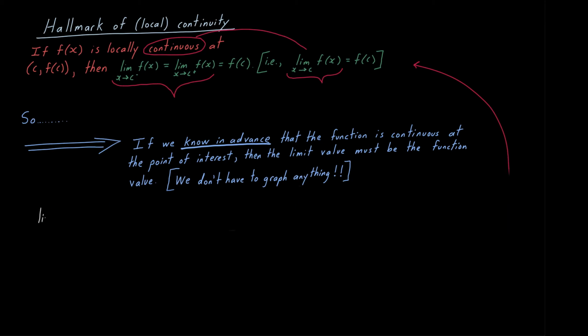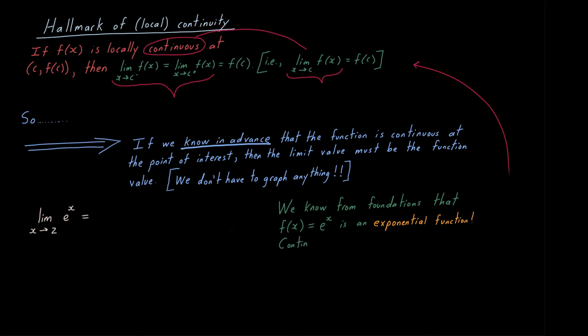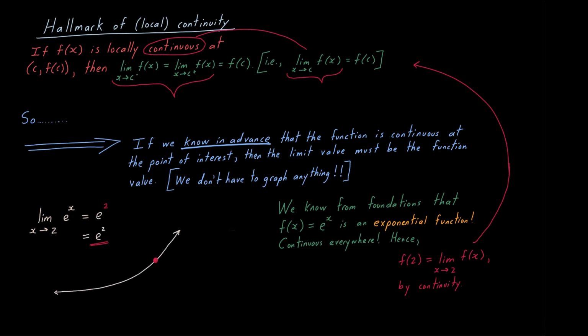Same story for stuff like this: e to the x, 2 to the x, 100 to the x, etc. We know from foundations that these are exponential functions, and that therefore these are continuous everywhere. So the overall limit value exists everywhere and equals the function value everywhere, which a visual serves to clearly validate. So again, here's a nice typical example of an exponential. No matter what point you pick, left limit equals right limit equals function value.